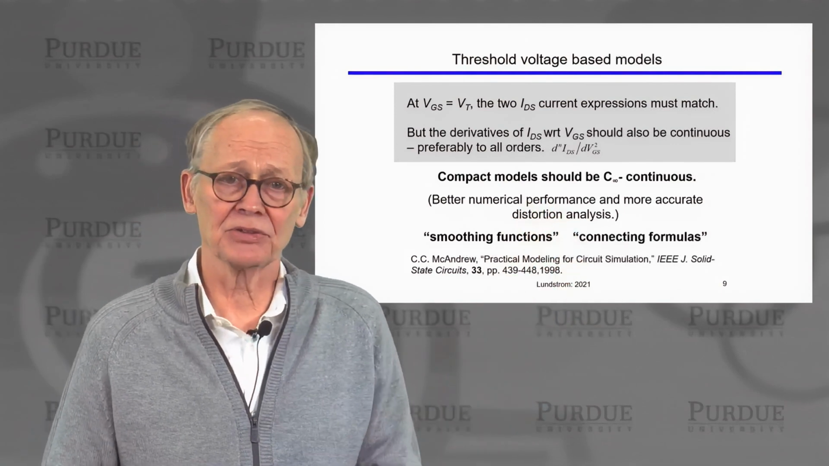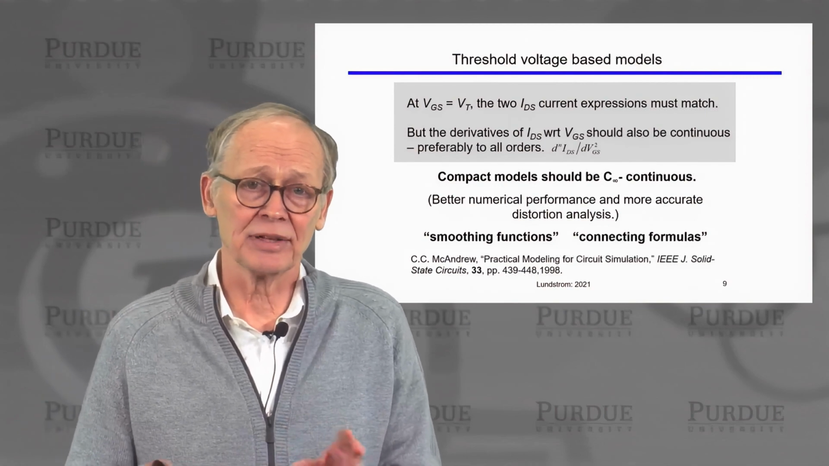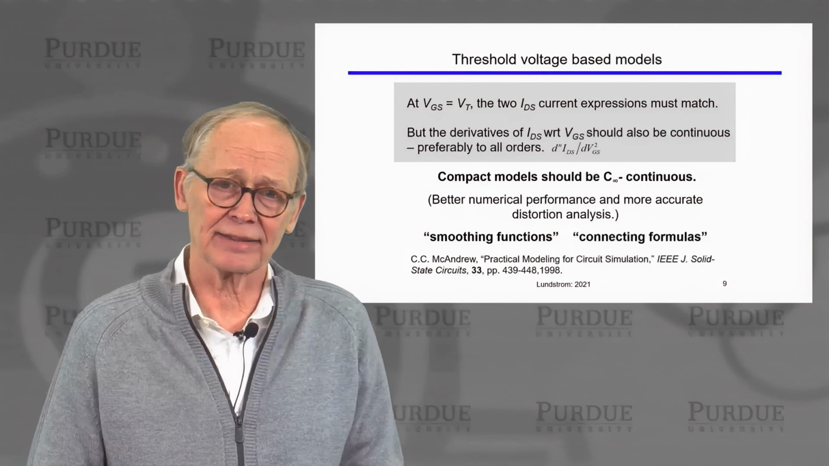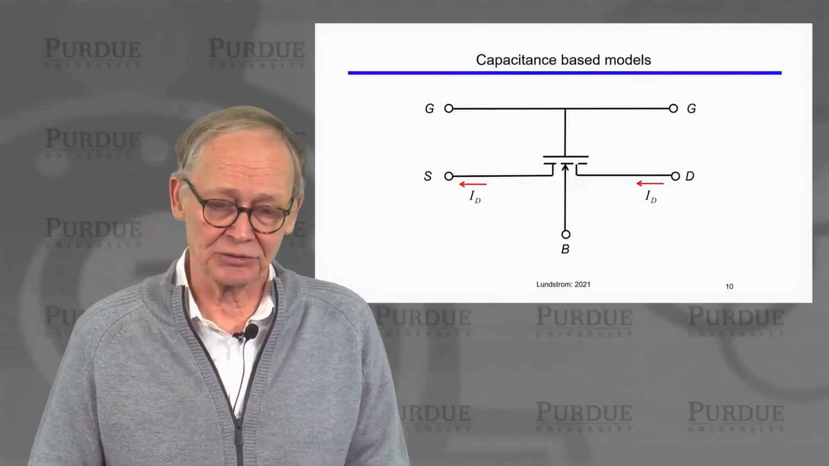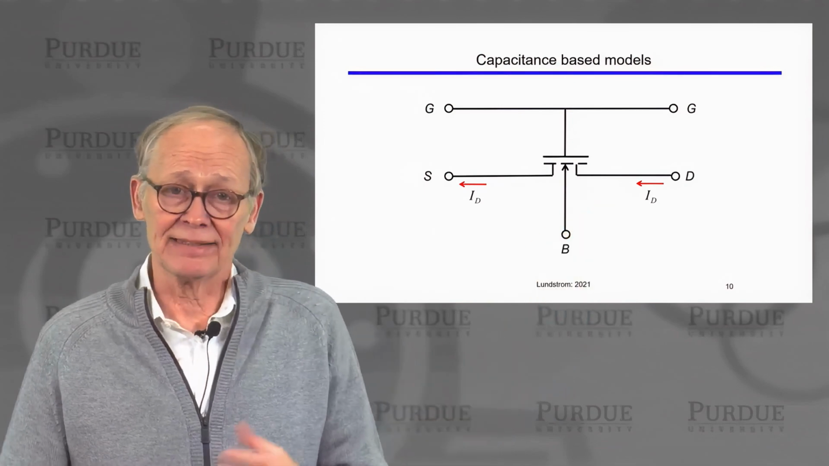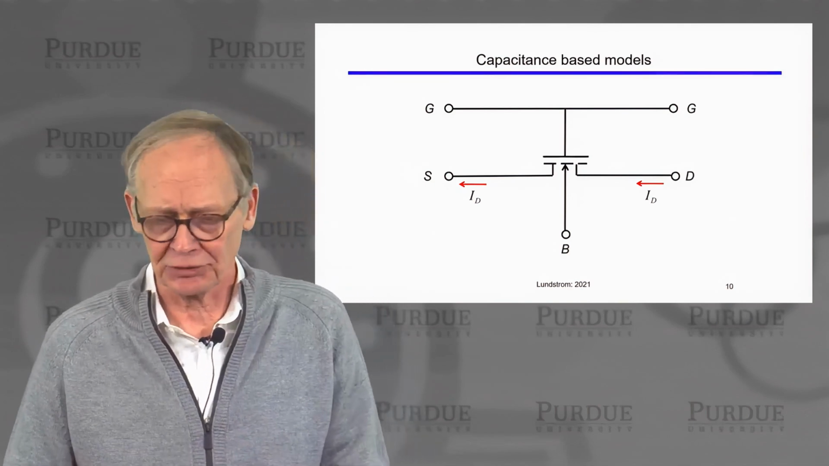Compact model experts use things called smoothing functions or connecting formulas that do this in a smooth and continuous way. And you can see how that's done if you take a look at this reference. Now, we're switching these transistors, so we may have a DC model. This is what we've been talking about. A DC model: we apply voltages, and what DC currents flow from the drain to the source.